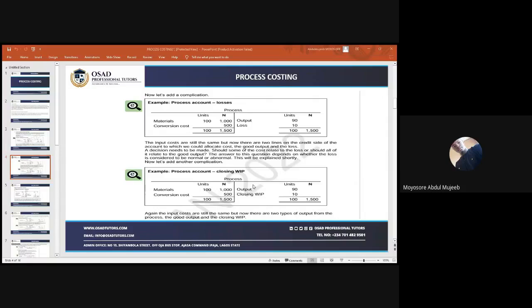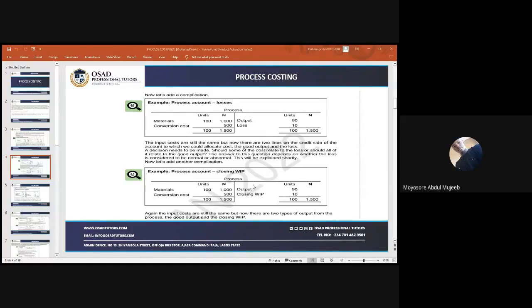Somebody should tell me, what does it mean? Work in progress, what does it mean? Somebody should define it for me. Tell me what you know. It is the process of converting raw materials into finished goods. It is those goods that are between raw materials and finished goods. They are neither raw material or finished goods. They are still in process, still under processing.